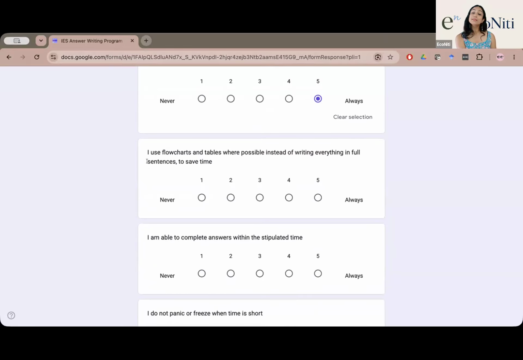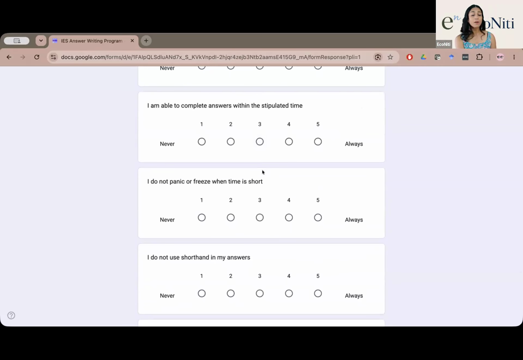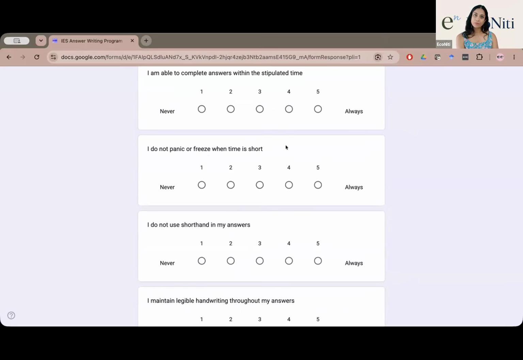Okay. Now, another thing that we want to instill is that I want you to use flowcharts and tables to write your answer rather than prose like full sentences. ठीक है? I am able to complete answers within the stipulated time. Question paper पूरा लिखना बहुत जरूरी है, वो भी इसमें हमको अपने अंदर inculcate करना है, लिख लिख के वहां तक पहुंचना है, क्योंकि और कोई रास्ता ही नहीं. ठीक है? I do not panic or freeze when time is short. Very important skill. ये भी लिख लिख के ही आएगा, ये भी timed test दे दे के ही आएगा.